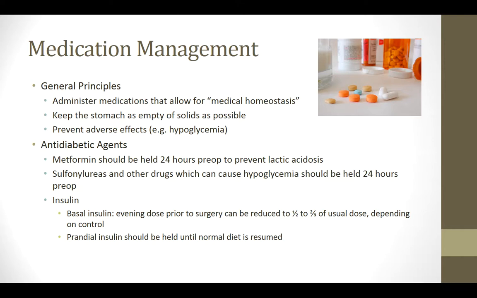If you have a patient who's taking prandial insulin or mealtime insulin, you should hold that until their normal diet is resumed. So you're not going to give fast-acting insulin when the patient is not eating. That means that you may want to reduce their insulin a little bit before bed if they take any fast-acting kind of near nighttime or bedtime, and they are not going to take it on the morning of surgery until they start eating again.